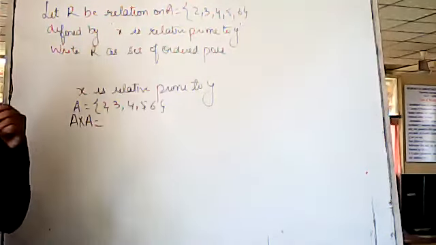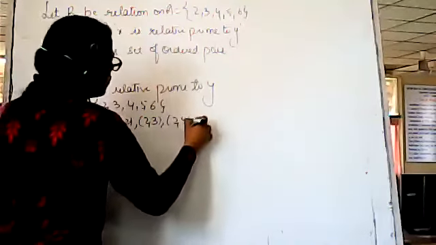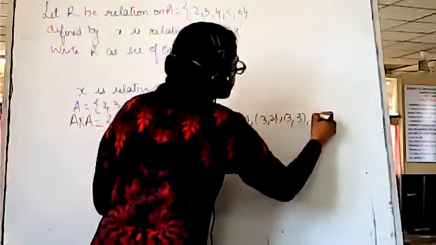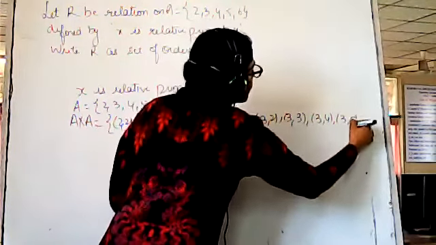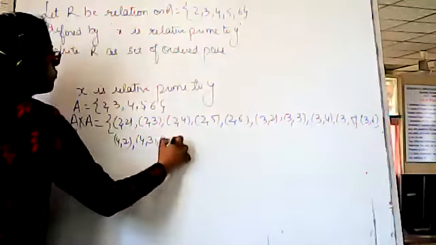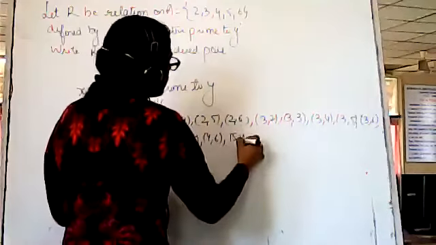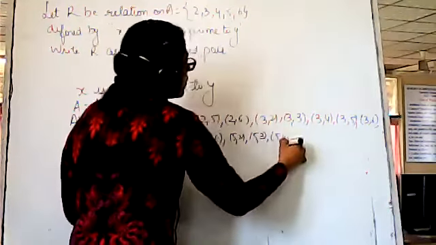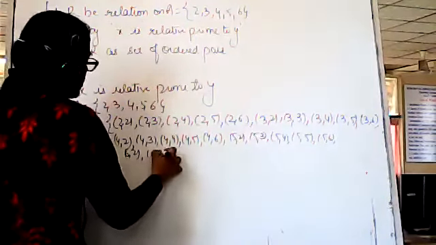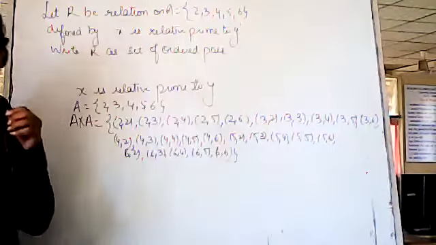Before defining the relation, we have to define the cross product of two sets. It will be (2,2), (2,3), (2,4), (2,5), (2,6), (3,2), (3,3), (3,4), (3,5), (3,6). Similarly, (4,2), (4,3), (4,4), (4,5), (4,6), (5,2), (5,3), (5,4), (5,5), (5,6), (6,2), (6,3), (6,4), (6,5), and (6,6). So this is the cross product of two sets.